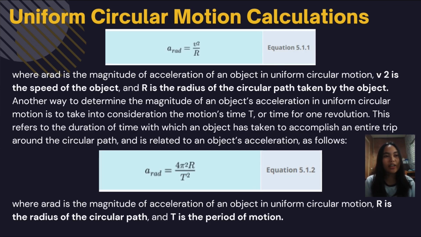It is where a_rad is the magnitude of acceleration of an object in uniform circular motion, v squared is the speed of the object, and r is the radius of the circular path taken by the object.